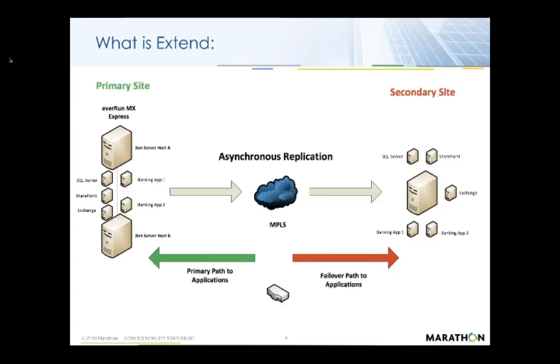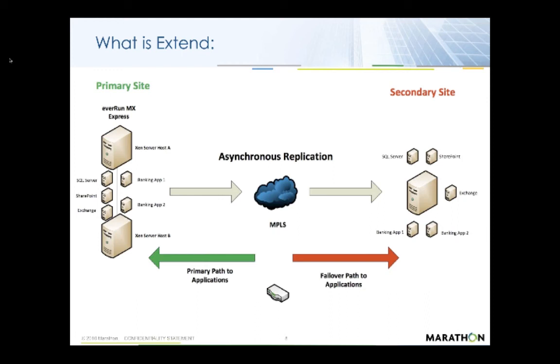Now, Extend is going to take that Everrun MX environment, whether it be MX Express or MX Enterprise, and it can be run in a split site or in a local configuration. But what Extend is going to do is deploy agents inside of each one of those protected virtual machines and then asynchronously replicate the data to a second site. Now, that second site could be the next building over. It could be 3 miles down the road. It could be 3,000 miles across the country.